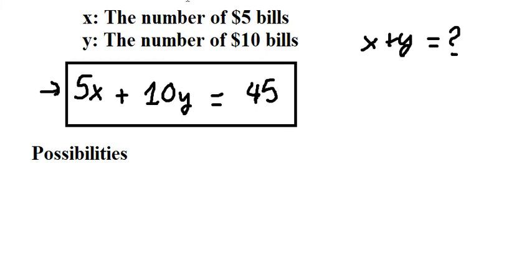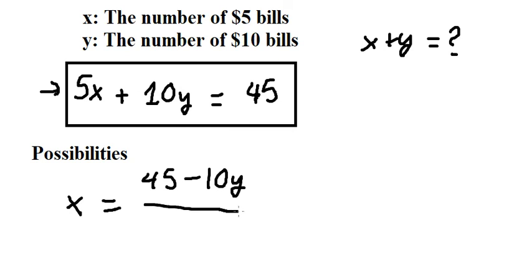Now, the next one, I can choose the highest amount, that's 10y in here. So I will move this one to the right, and divide both sides by 5. So we have x equals 45 minus 10y over 5. So 45 divided by 5, we have 9. 10 divided by 5, we have 2.